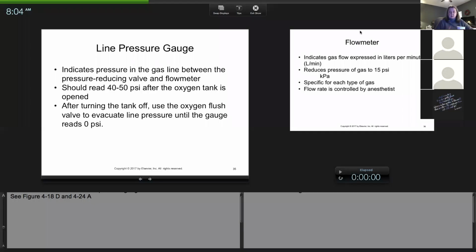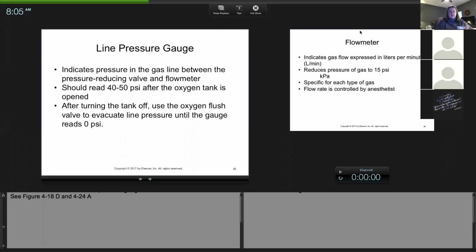Okay, so working our way through the system yesterday, I ended with the line pressure gauge, which again, somewhere near your oxygen source. Now, for you guys, that'll be the tanks on the anesthetic machine. You'll have your oxygen pressure gauge and the pressure in your tank, pressure reducing valve, line pressure gauge, which should never be above 50 psi.